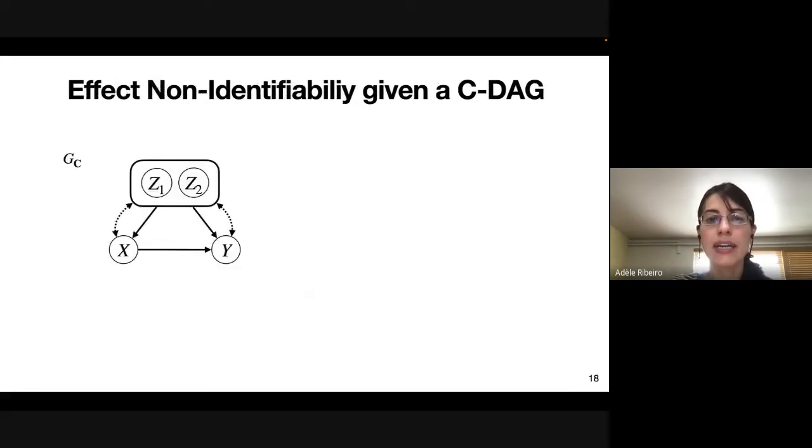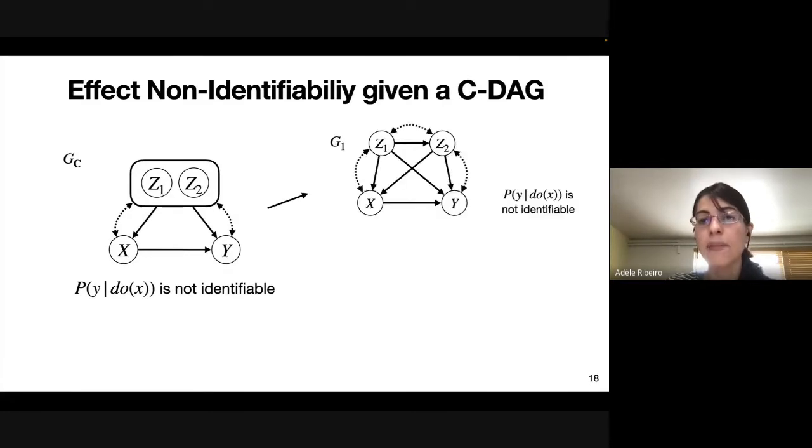And what is non-identifiability? What does it actually mean if I don't have an effect identifiable given a cluster diagram? I'm not going to enter into details again. I can explain later why. But this means that there is a causal diagram compatible with the encoded knowledge where the effect is not identifiable.